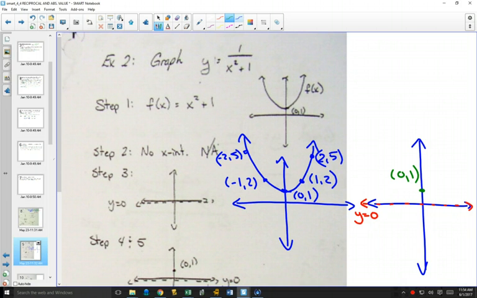What's going to happen to 1, 2? It's going to become 1, 1 over 2. Same thing with negative 1. It's going to become 1 over 2. And here, now we're going to have 2 comma 1 over 5. We've got some points. We can draw what's happening.